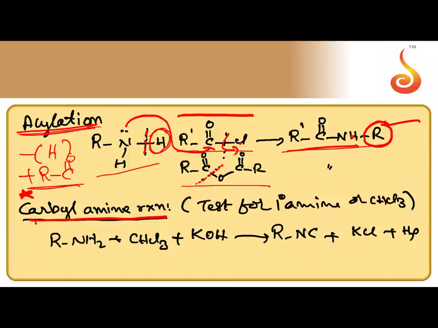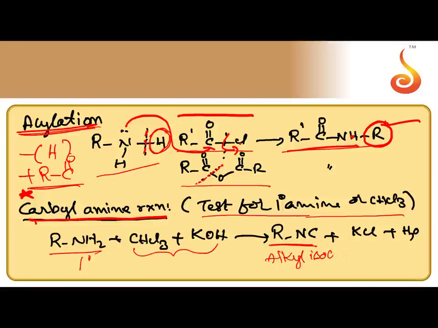Next reaction, very important one regarding amines: carbylamine test, carbylamine reaction or isocyanide test. This is used for the testing of primary amine. Primary amine, when it is reacted with a mixture of chloroform and alkali, we can get a compound with offensive odor, alkyl isocyanide. So with the help of its odor you can recognize. If you get a compound with offensive odor, that is nothing but primary amine.